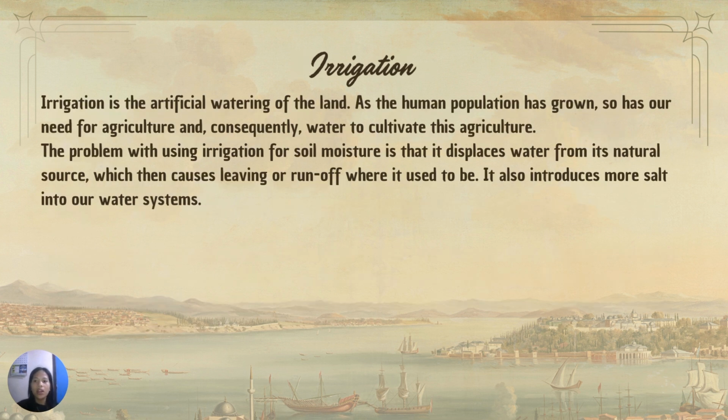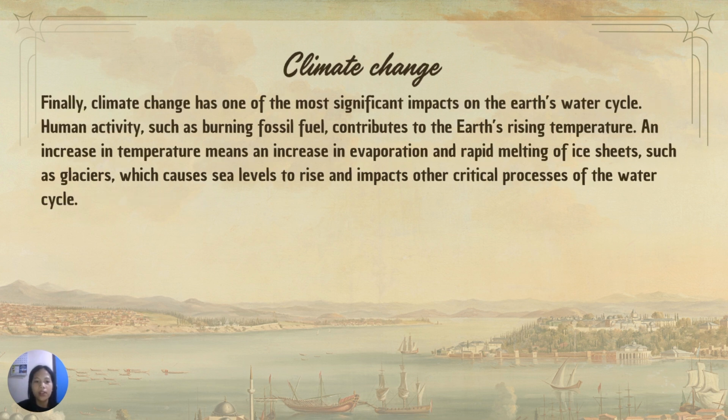Irrigation. Irrigation supports agriculture by artificially watering land, but it disrupts natural water flow, causing runoff and depleting water from its original source. It can also introduce salt into water systems, impacting water quality and soil health.